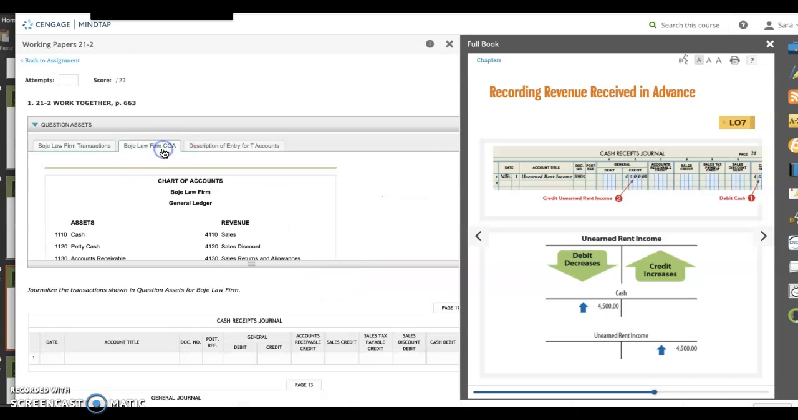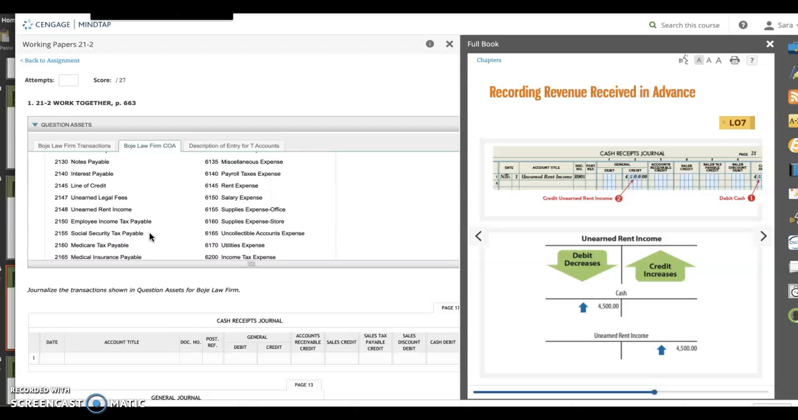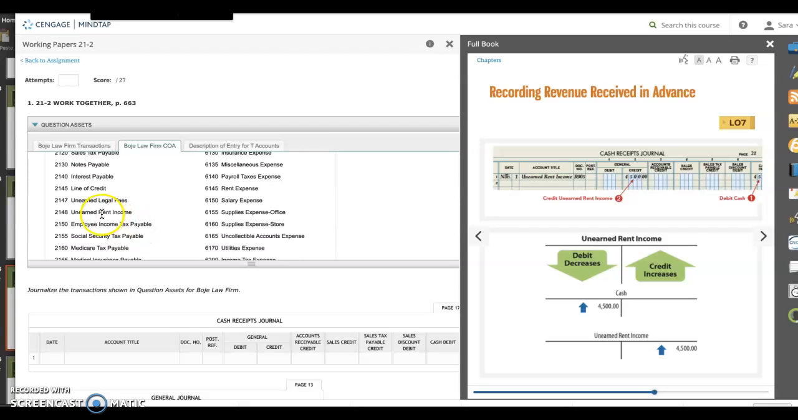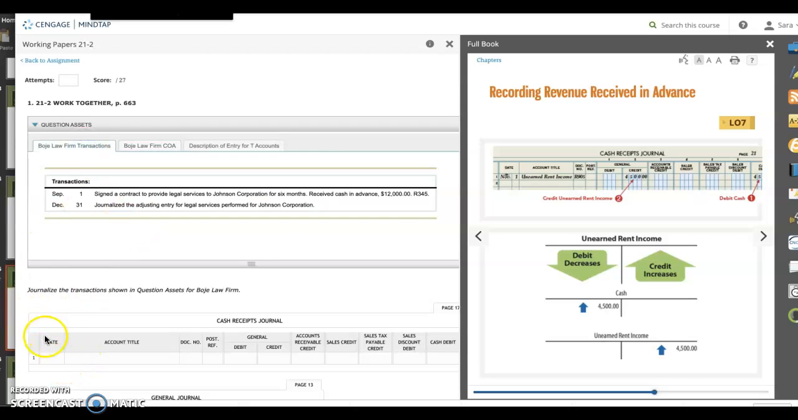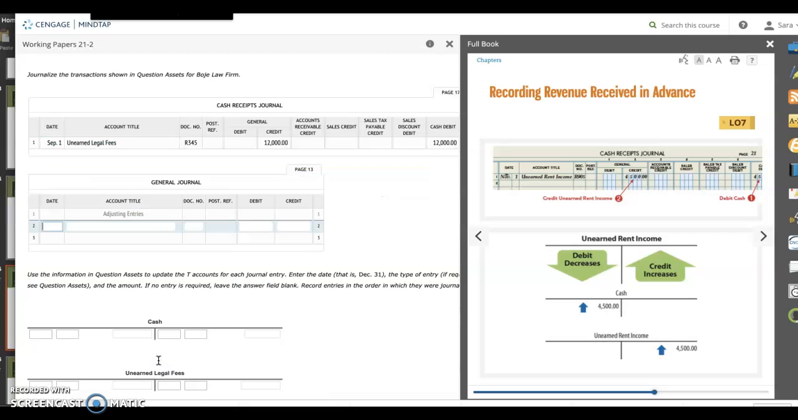So I'm just going to click on my chart of accounts to see exactly what we are going to use. We're going to say unearned legal fees for our account title. So our date is September 1st, account title unearned legal fees. Document number is R345, and then it will be a general credit of $12,000 and a cash debit of $12,000.